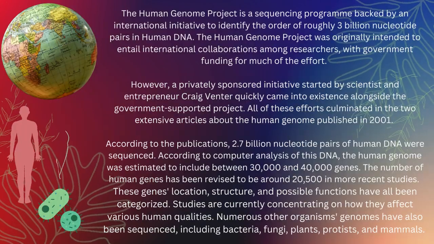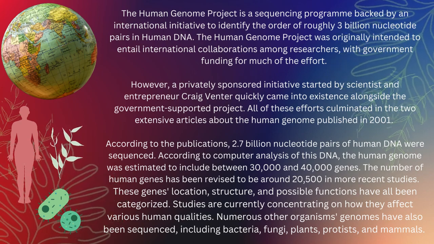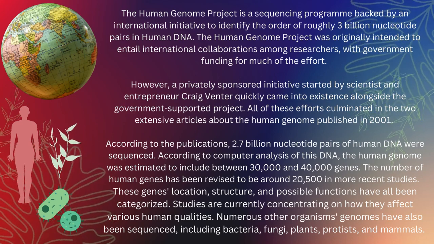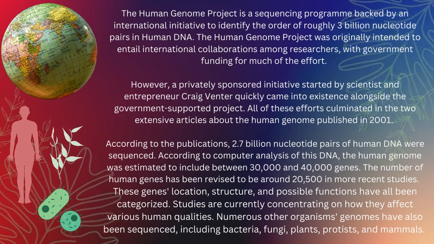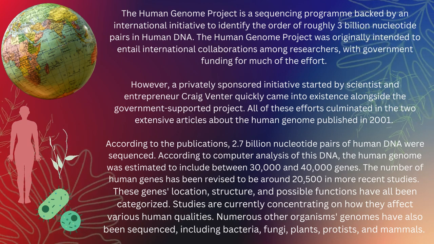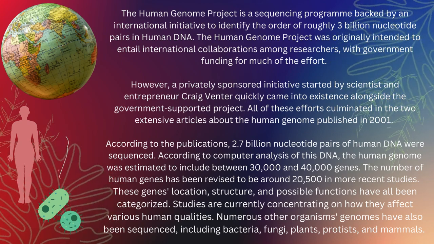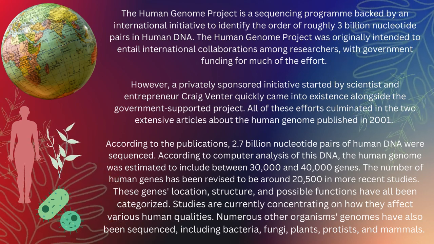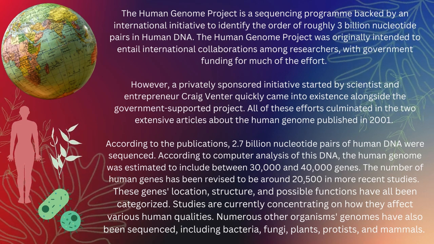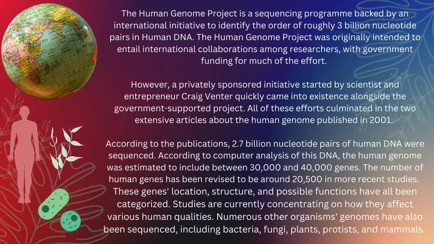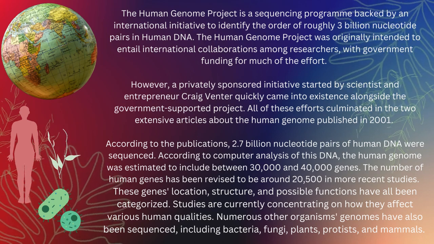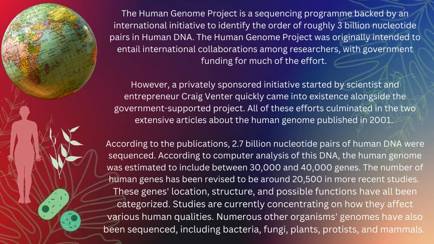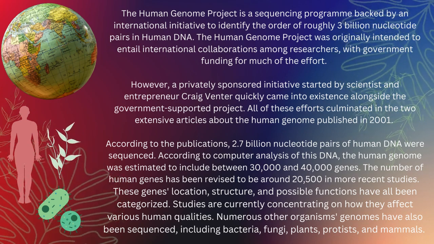The Human Genome Project is a sequencing program backed by an international initiative to identify the order of roughly 3 billion nucleotide pairs in human DNA. It was originally intended to entail international collaborations among researchers, with government funding for much of the effort. However, a privately sponsored initiative started by scientist and entrepreneur Craig Venter quickly came into existence alongside the government-supported project. All of these efforts culminated in two extensive articles about the human genome that were published in 2001.